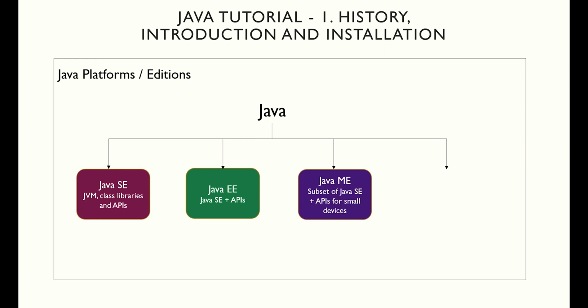Java ME, Java Micro Edition. As the name suggests, it is the micro edition of Java. It contains APIs and a small-footprint virtual machine for running Java programming applications on small devices. This is actually a subset of Standard Edition, in other words, parts of Java Standard Edition. It contains special class libraries useful for small device application development.